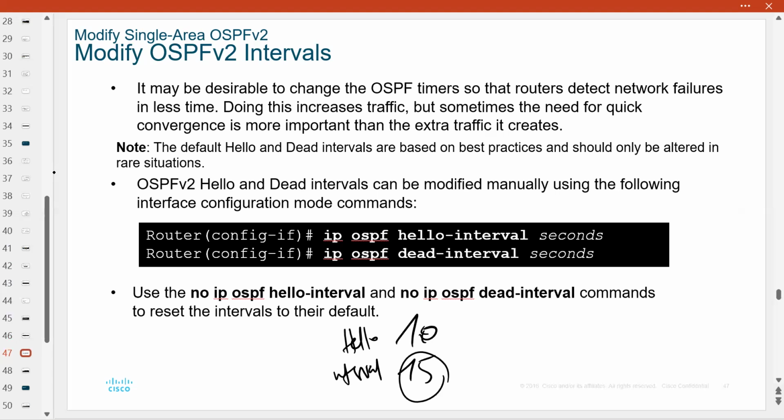The problem with having the hello interval at 15, let's start with the advantage. The advantage is you don't have more frequent messages being sent. They are being sent only after 15 seconds, which is okay because the router does not need to process hello packets more frequently. But the problem comes now when the dead interval is 60 seconds. So the router has to wait for 60 seconds before realizing the neighbor is down. That's where the problem is.